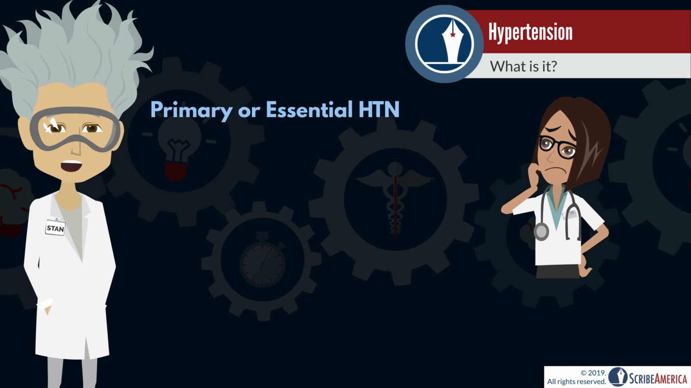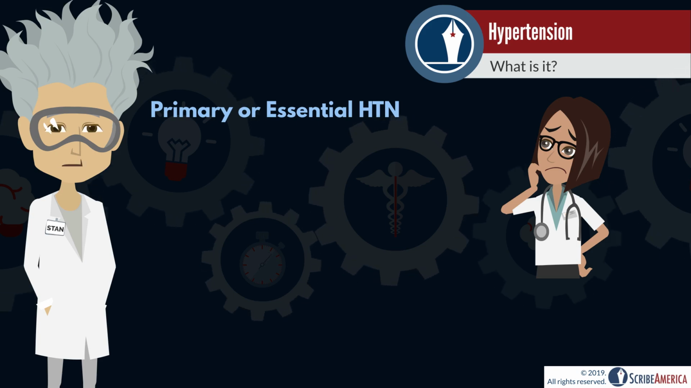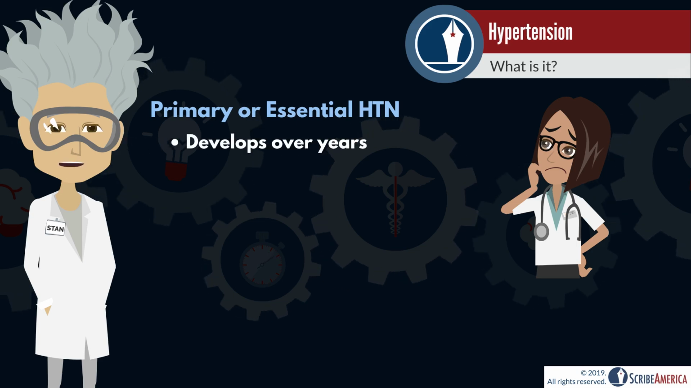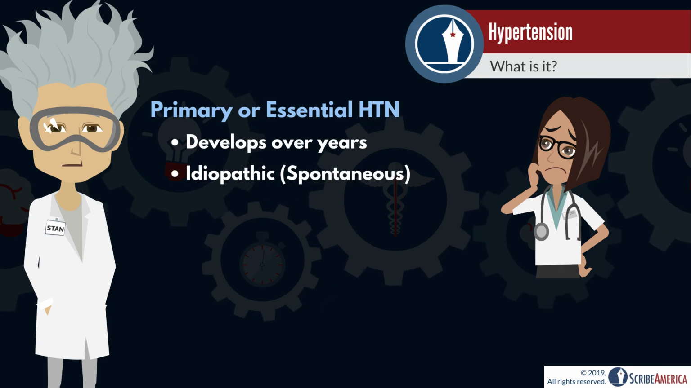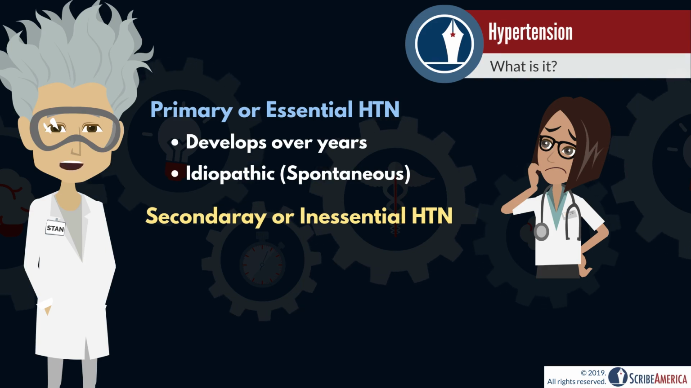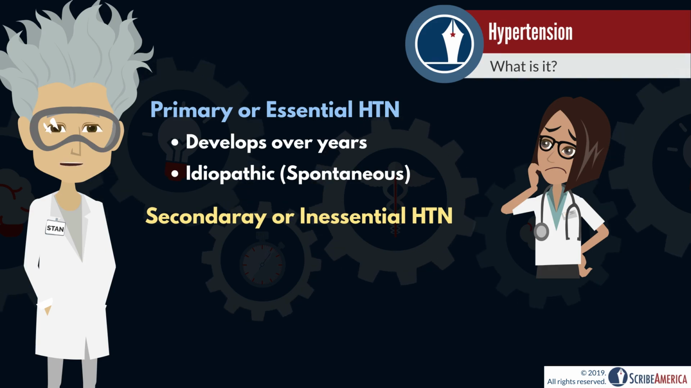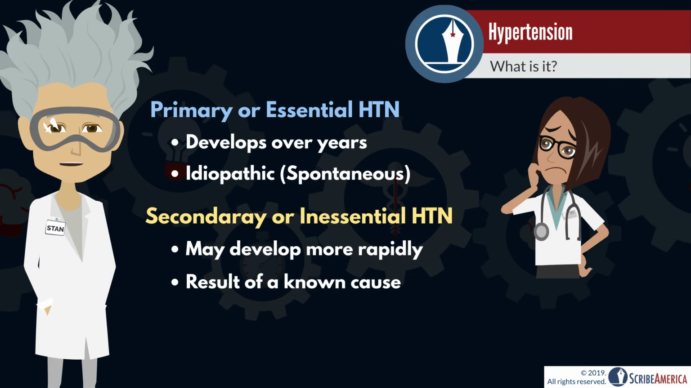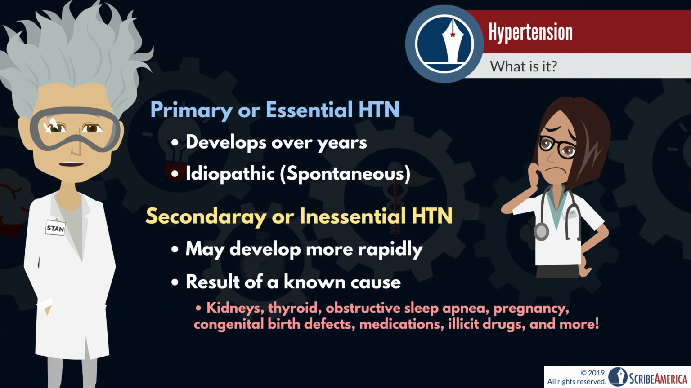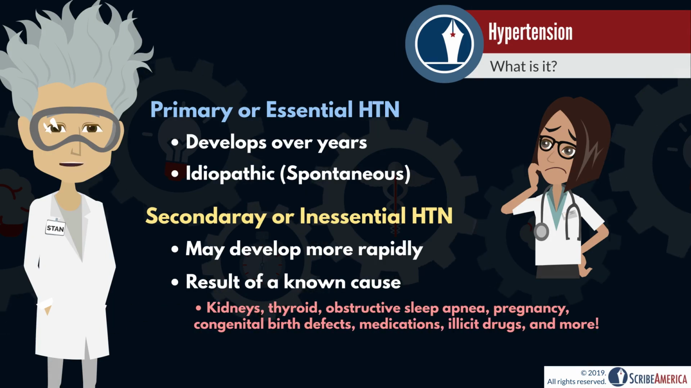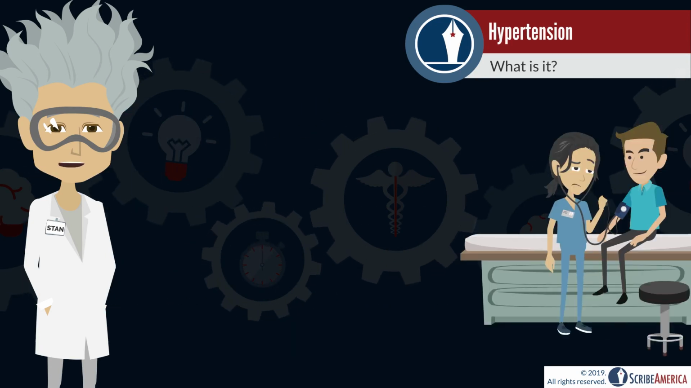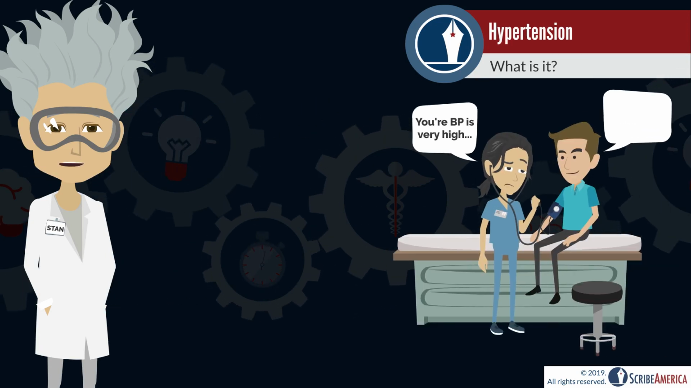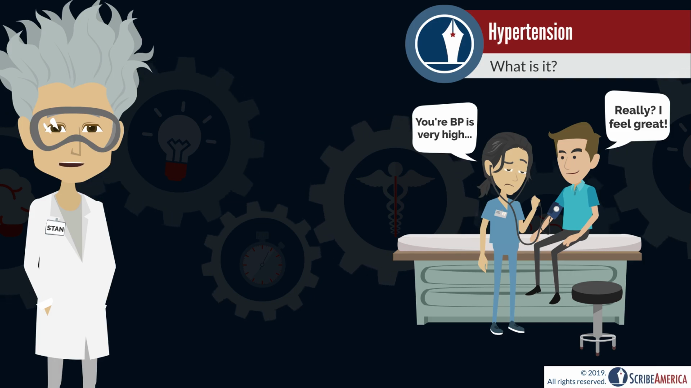Primary hypertension, also referred to as essential hypertension, tends to develop gradually over the years and is idiopathic, meaning that it arises spontaneously and without a known cause. With secondary hypertension, also referred to as inessential hypertension, the cause is known and it may develop rapidly. Some examples include kidney disease, thyroid disease, obstructive sleep apnea, pregnancy, congenital birth defects, and the use of certain medications or illicit drugs.